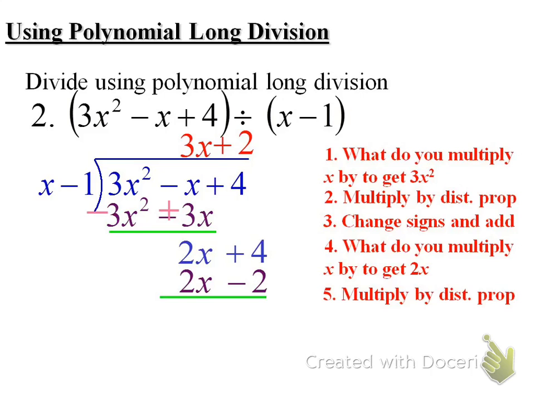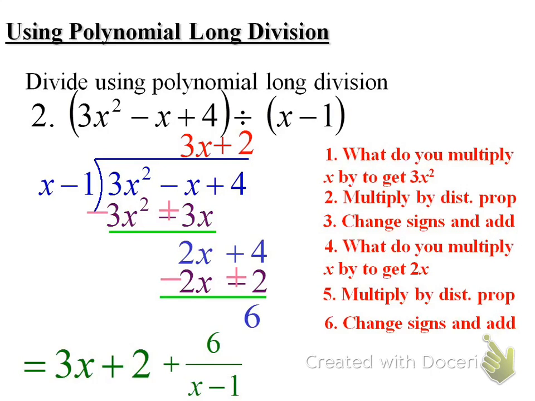We're going to subtract each of those terms, so I'm going to change the signs and then combine them. So 2x minus 2x, those are going to go away. 4 plus 2, since we changed the sign, is 6. So what you get up here is your answer plus your remainder over what you were dividing by. So this is our overall answer.